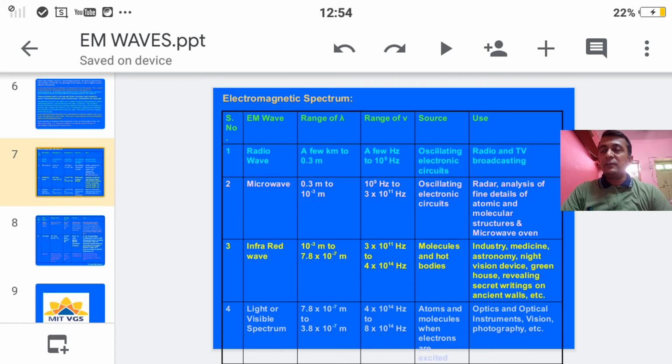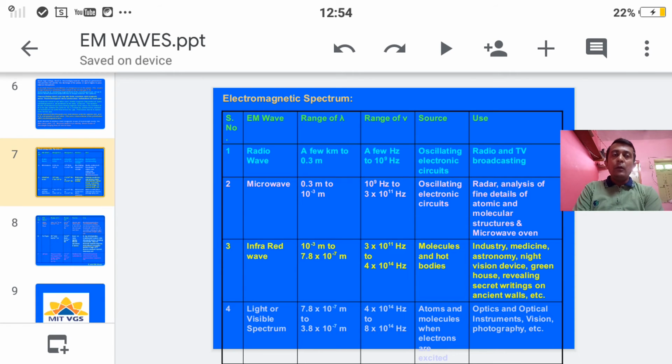So students, next one, the last one, is red. Red started from 6.22 × 10^-7 meter to 7.80 × 10^-7 meter. So these are the wavelength ranges for different colors. Okay students, I think this is very basic and you know it very well.